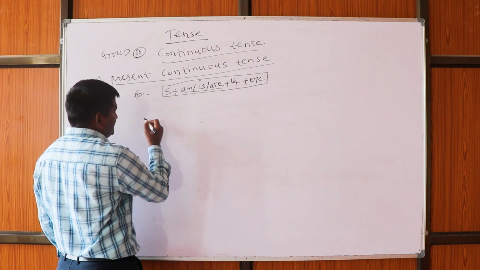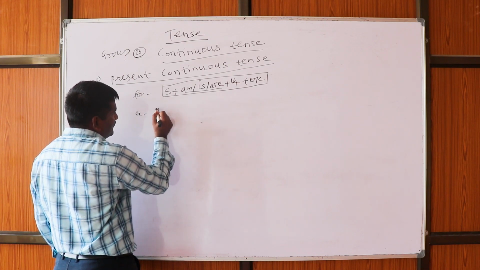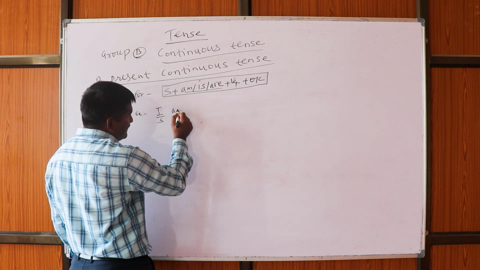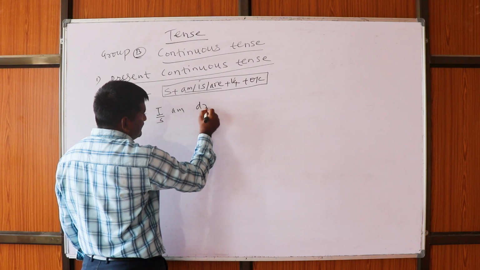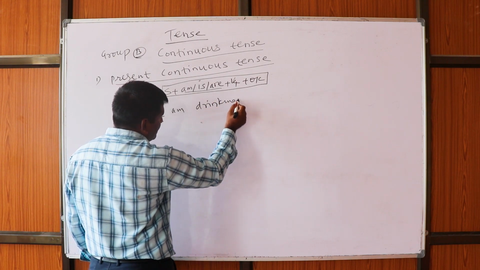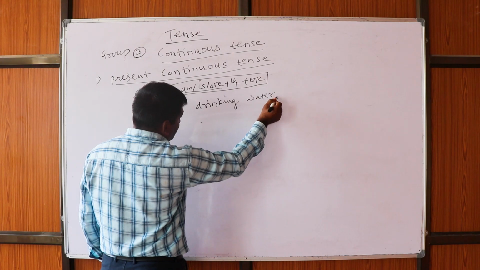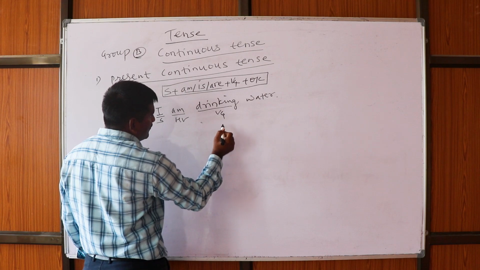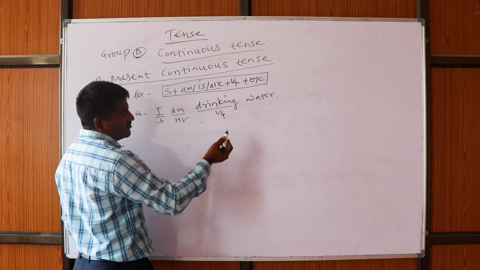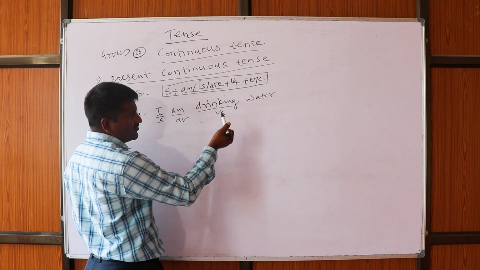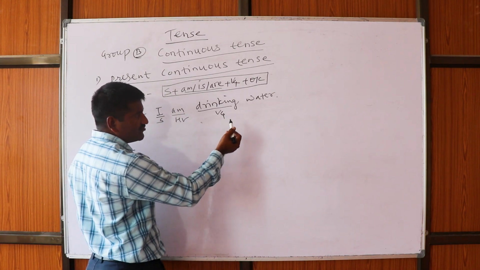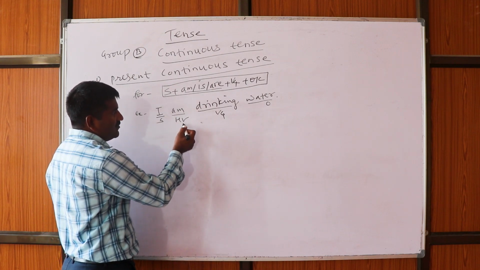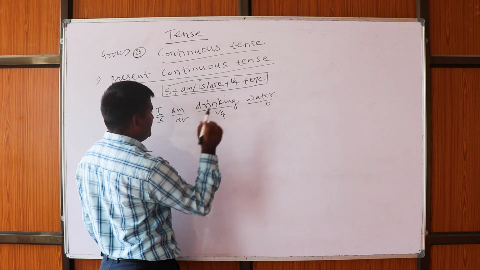So example first, we have I in the first person, that is singular, therefore it takes am. That is V4 means here drinking is V4, water. So subject, then am is helping verb, drinking is V4. Or some teachers use the word V1 plus ing also, and this is object. S plus helping verb am plus V4 and object.